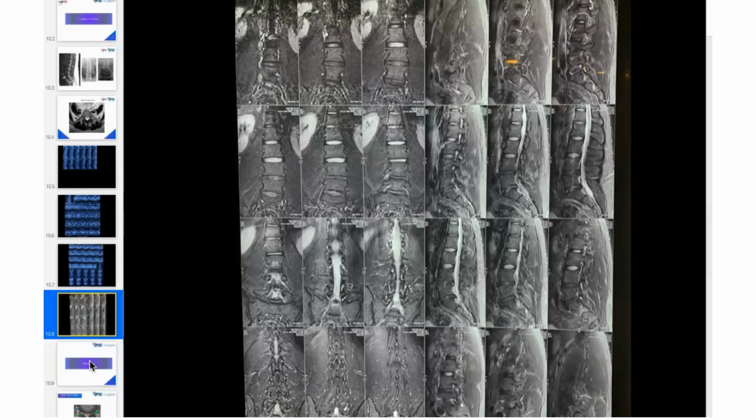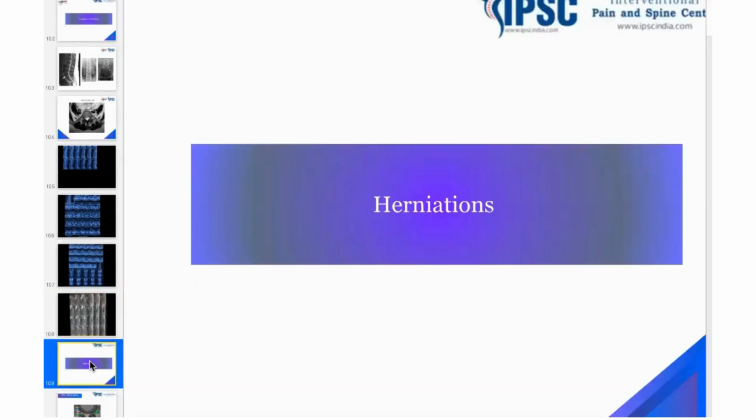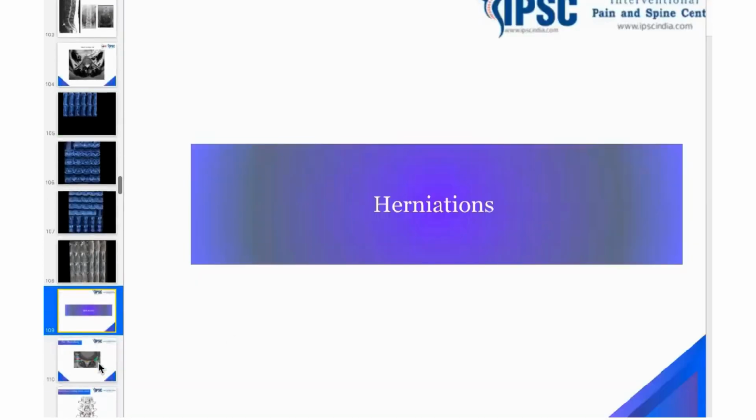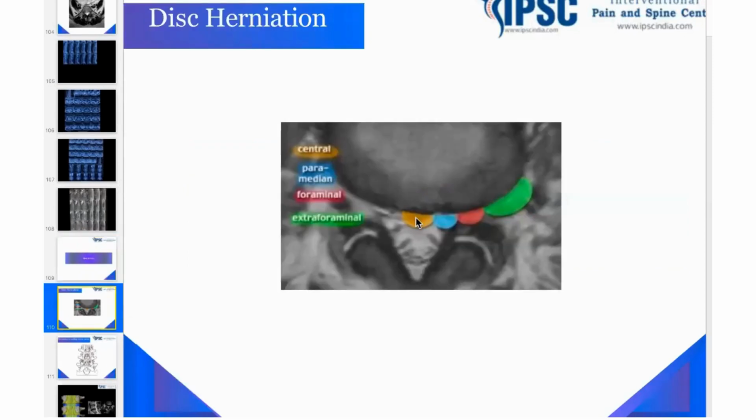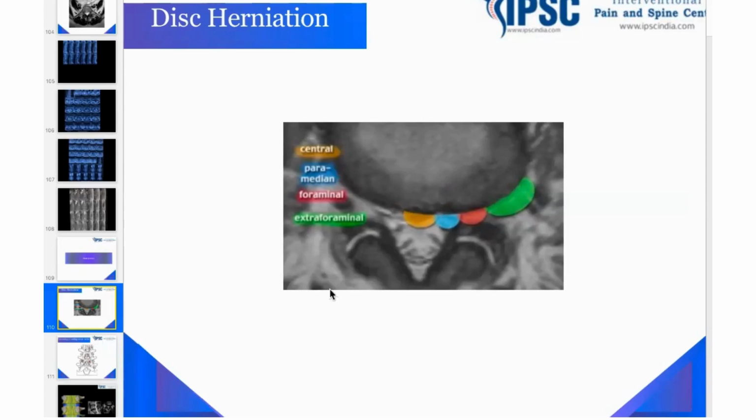sections. Where is the fragment lying? Which root is getting compressed? From where the cyst is coming? So we'll see the herniations. The herniations, as we discussed, may be central herniation, paracentral herniation, foraminal herniation, or extraforaminal herniation, or you may have a combination of all the three, or a combination of these two. Most of the times, it's always a combination.